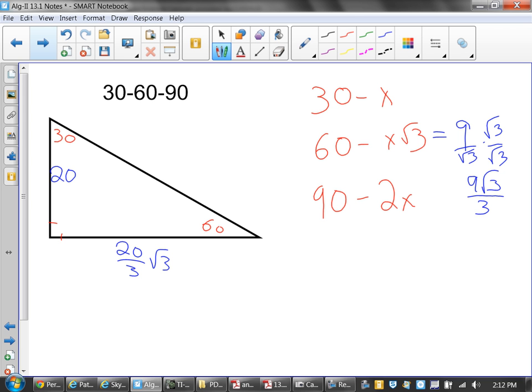It works, it's fine. If this was 20 root 3 over 3 across from the x, what do you have to do to get it across from the 90? What's 20 times 2? 40 root 3 over 3. That's it. Remember, once you solve for the basic value across from the 30, all you do is double it. It doesn't matter how crummy the number looks, you just double it. It works. It's a nice little shortcut.